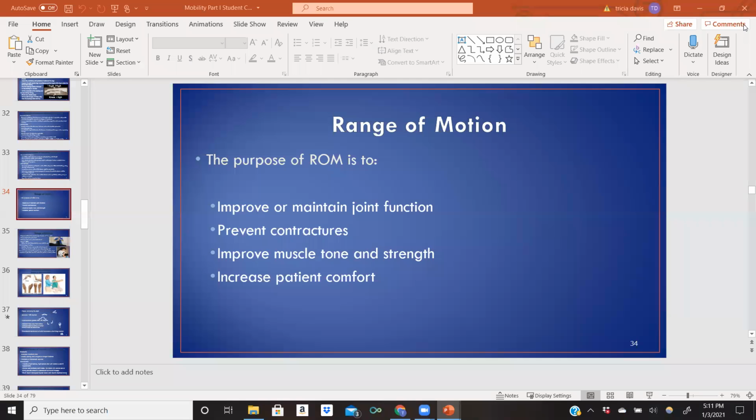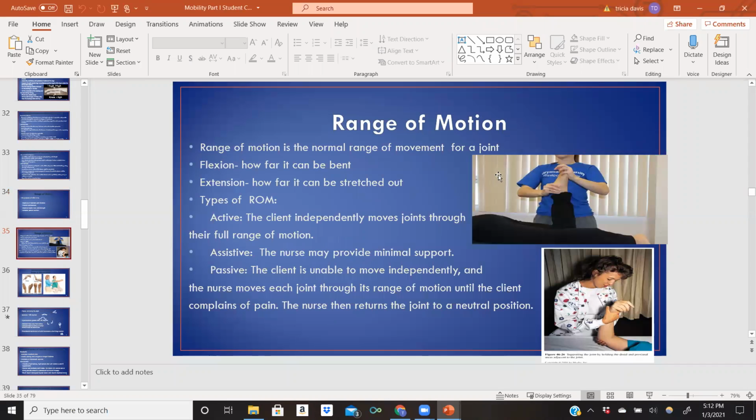Okay, so what is the purpose of range of motion? The purpose of having good range of motion is to improve or maintain our joint function, to prevent contractures, to improve muscle tone and strength, and to increase patient comfort. So range of motion is the normal range of motion for any joint. Flexion is how far it can be bent. Extension is how far you can stretch it out.